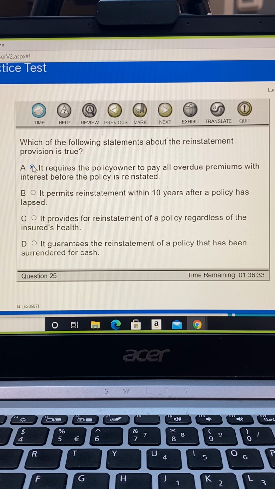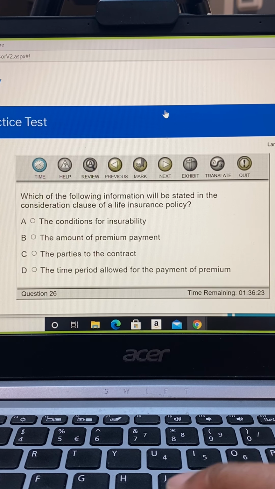Requires the policy owner to pay all overdue premiums with interest before the policy is reinstated. Okay, I didn't even read that first, but it makes sense once you read it.